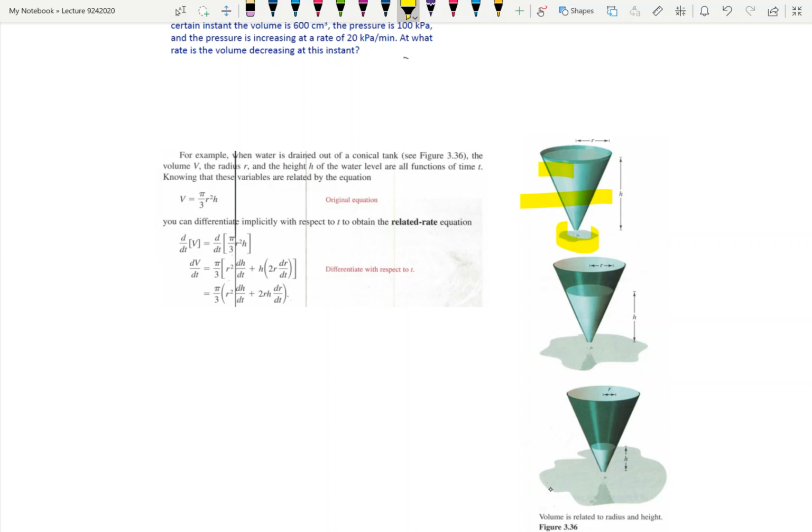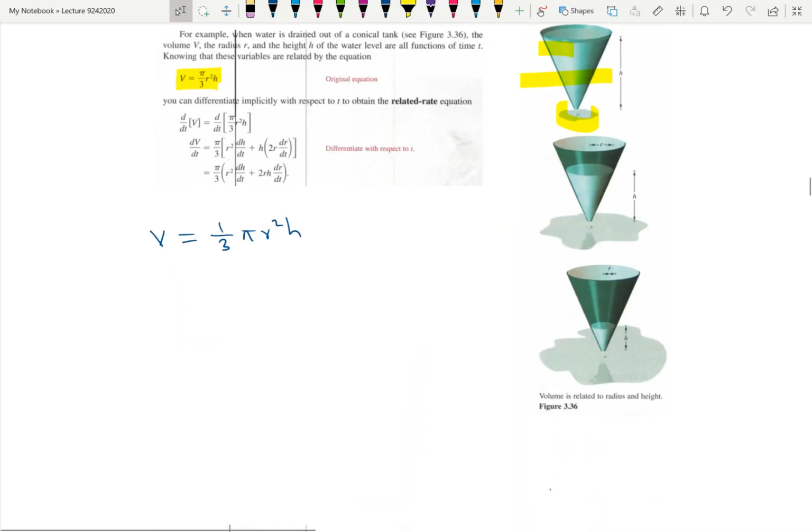Okay, so we know the volume of a cone, its formula is 1 over 3 pi r square h. So V is 1 over 3 pi r square h, and the radius changes with respect to t. The height of the water level also changes with respect to t. Okay, the radius r, the height h.